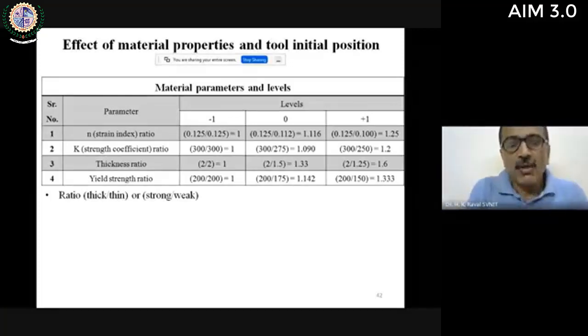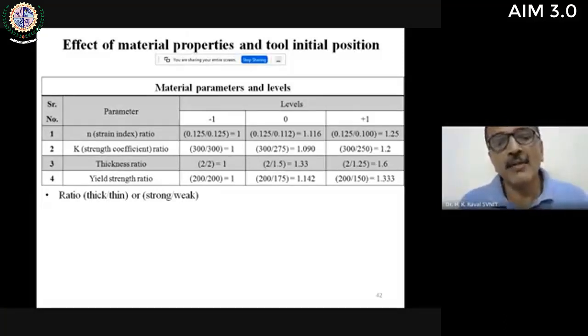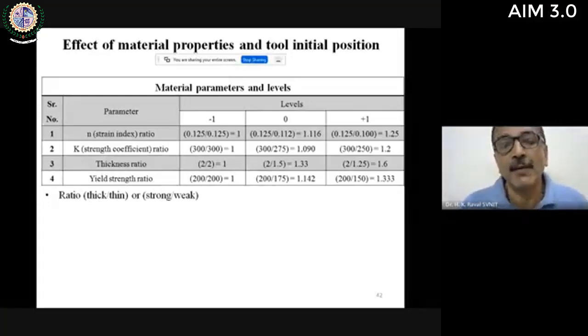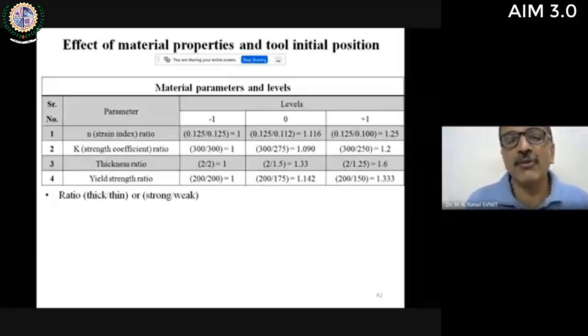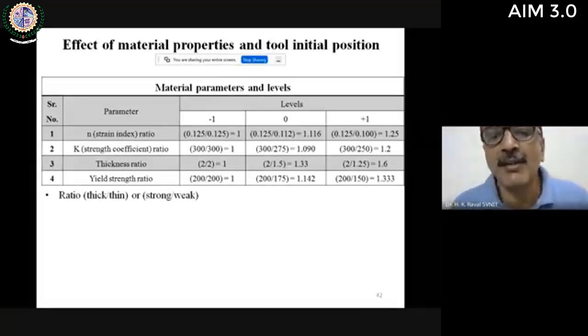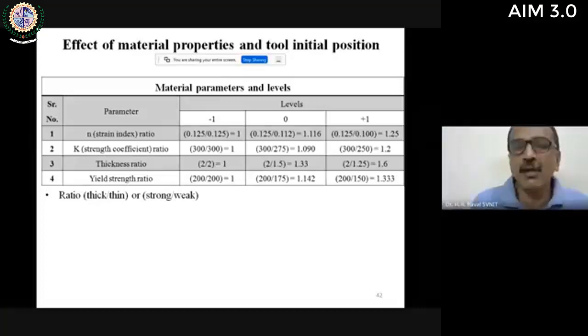Here, there is the concept of defining thick material and thin material, or stronger material and weaker material. So what is a thick material? Thick material means the material thickness is higher. A material of lesser thickness is thin material. So based on thickness, if the materials are the same for both, you can say that the thicker material is the stronger material and the thinner material is the weaker material. Similarly, you can define strong and weak material based on the yield strength also. Higher yield strength is called stronger material, lower yield strength is called weaker material.